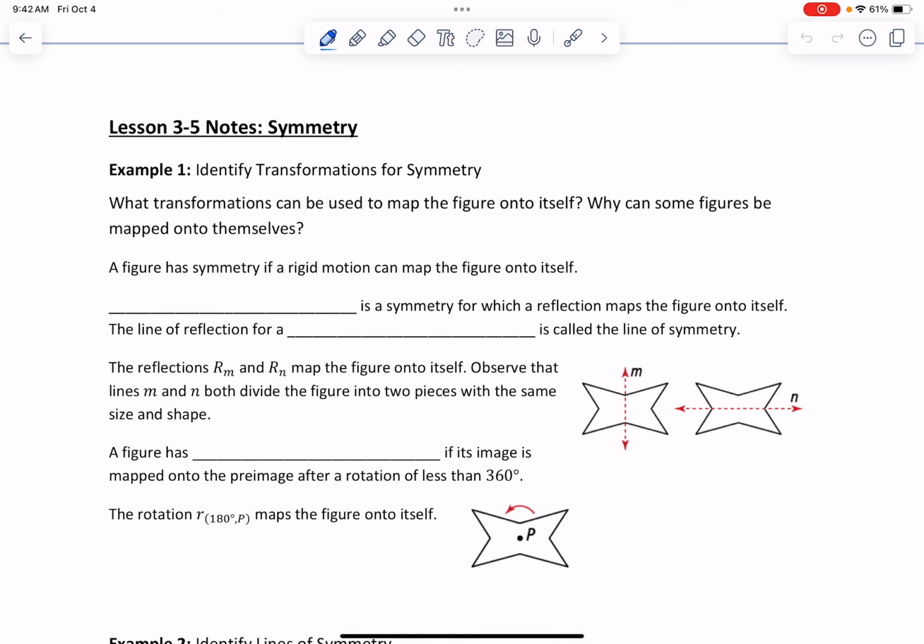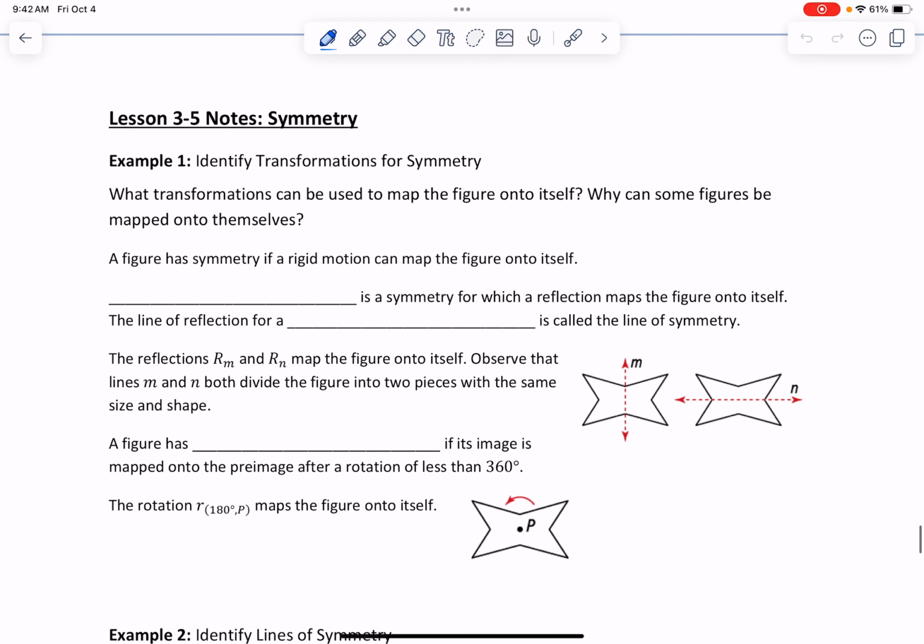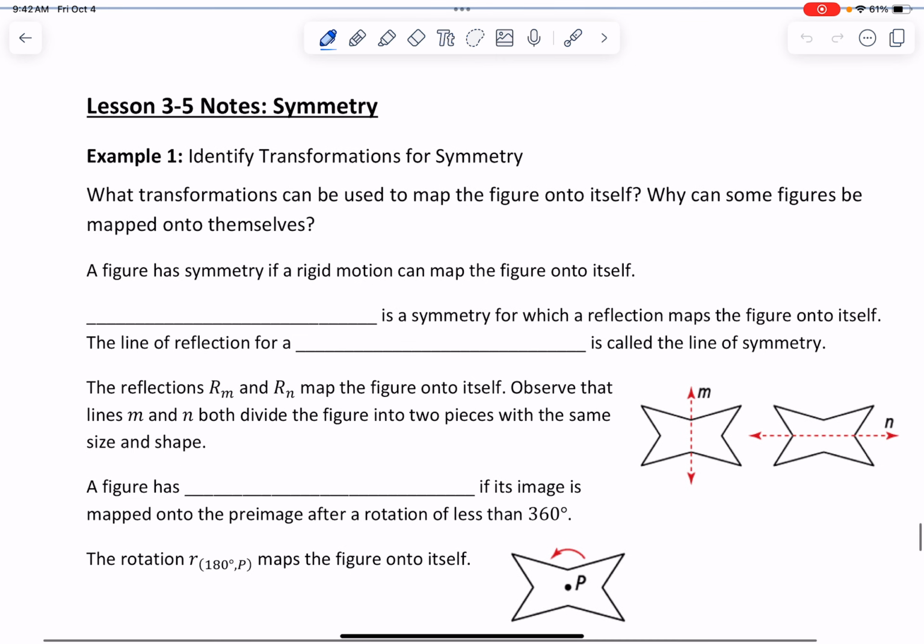So what we're going to start off with is it says identify transformations for symmetry. It says what transformations can be used to map the figure onto itself? Why can some figures be mapped onto themselves? Okay, so the reason behind this is because we have symmetry. So if you guys remember the practice check, that question about the square, a square is equal on all four sides, so therefore it can be symmetric to itself.